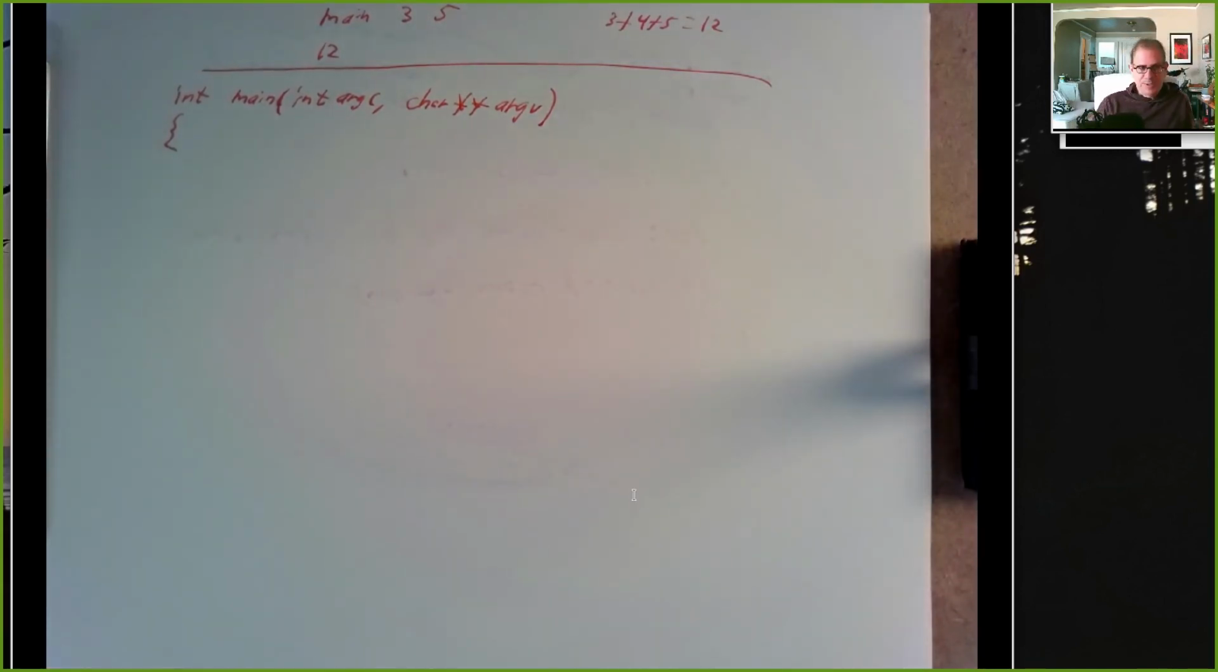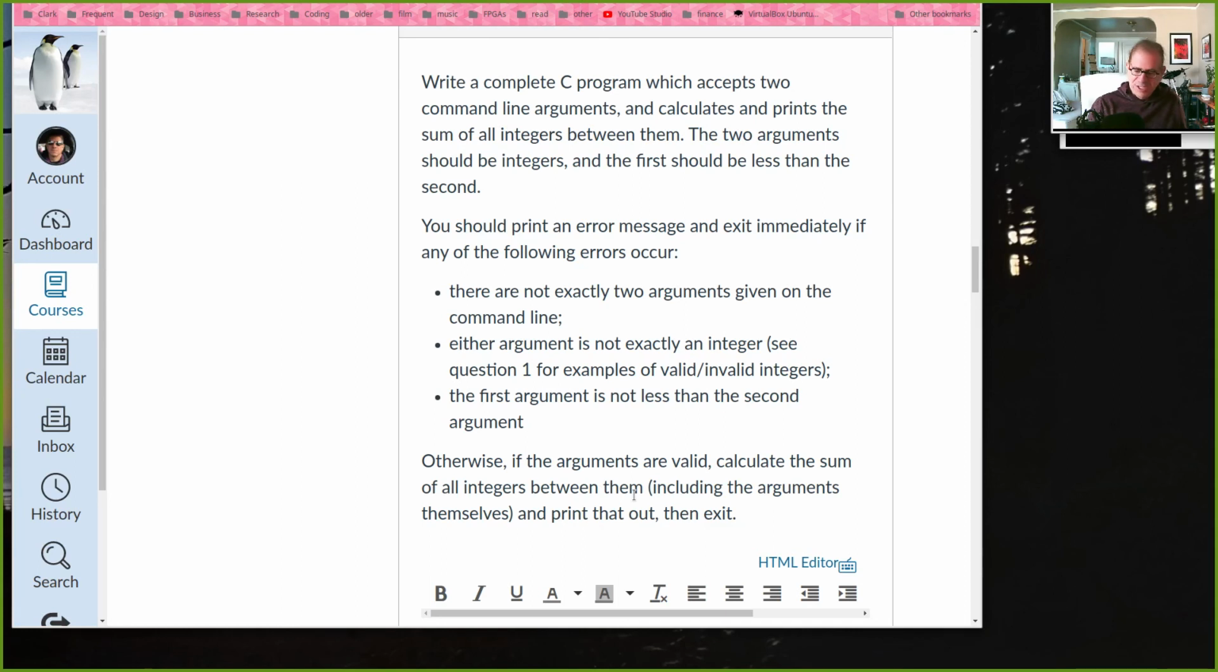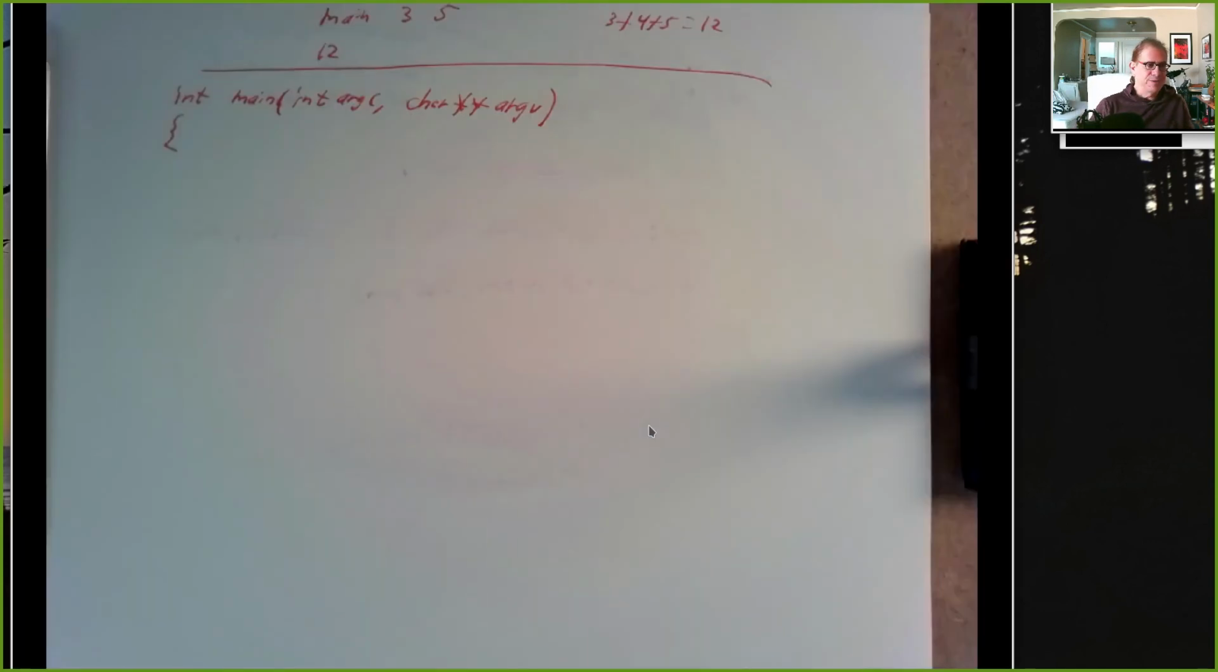What do we need to be able to do? First thing is we've got to have exactly 3 arguments, including the program name, right? So 2 command line arguments. So argc has to be equal to 3. All right. If it's not, we're not even going to parse any integers. We're not going to compare any values. We need to make sure that we have the right number of arguments.